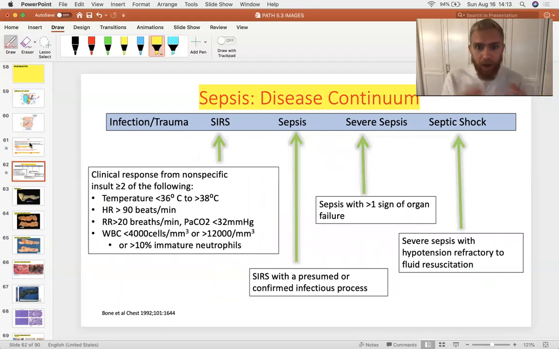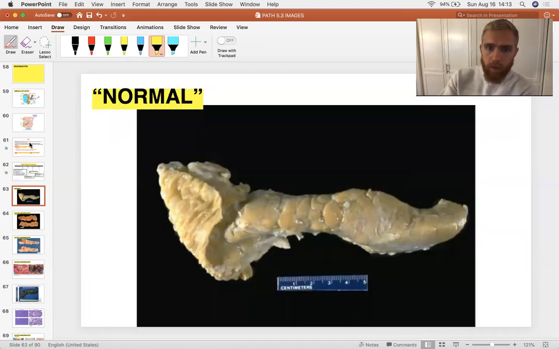And SIRS becomes sepsis when you confirm the presence of an infection. And then that can continue on down this timeline into severe sepsis, which is its own category, sepsis plus organ failure, and even septic shock, which is sepsis with refractory hypotension. So that's where these definitions are coming from. You ought to recognize them at least.